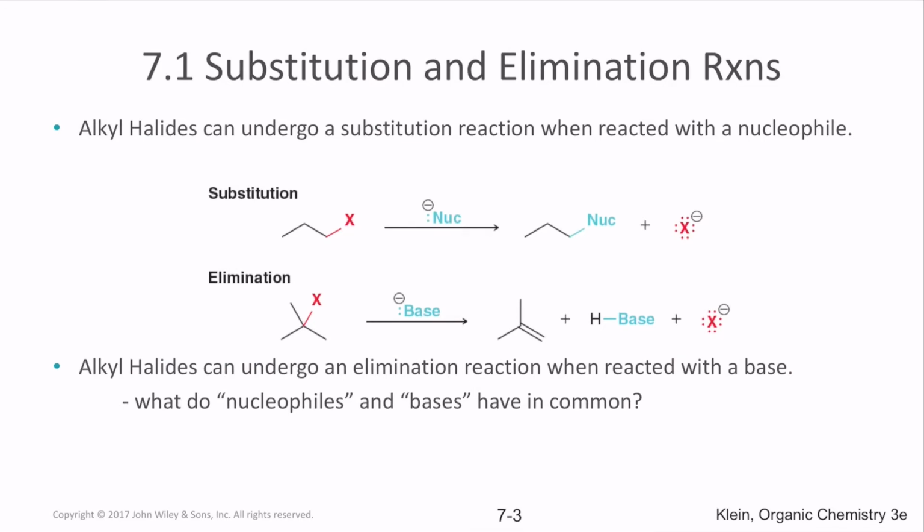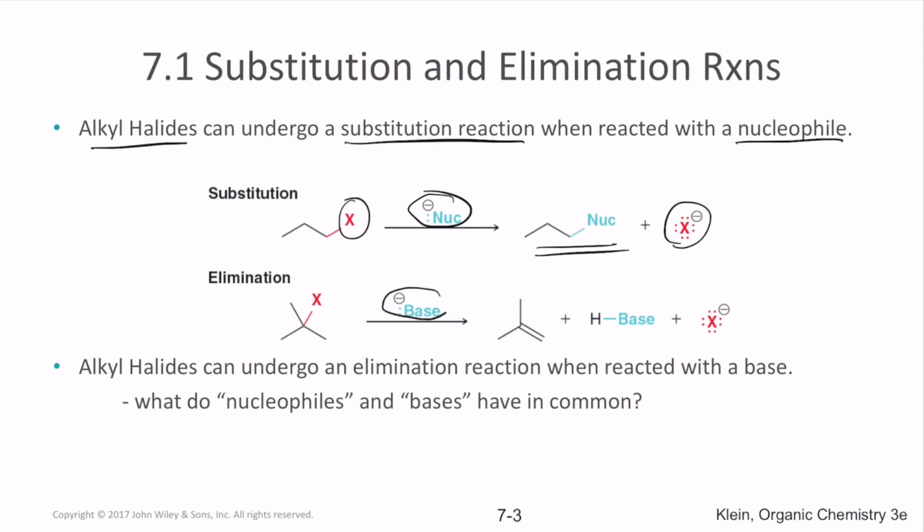Alkyl halides can undergo substitution reactions when you react them with a nucleophile. In the last lecture we talked about a nucleophile. A nucleophile is a molecule that is electron rich and is ready to donate electrons to form a bond. Substitution reactions involve a nucleophile replacing the halogen and attaching itself to the carbon atom, while the halogen leaves the structure.